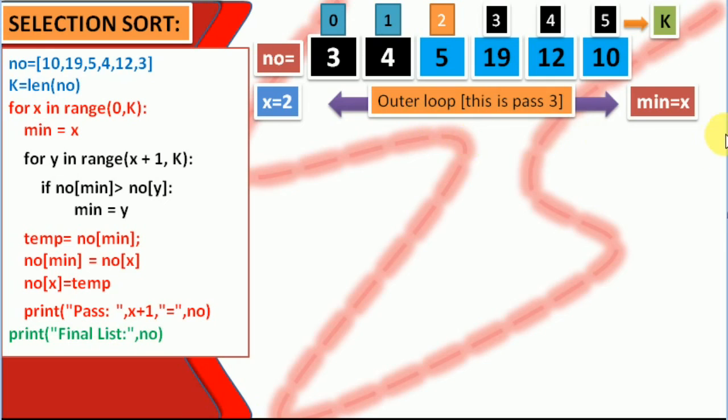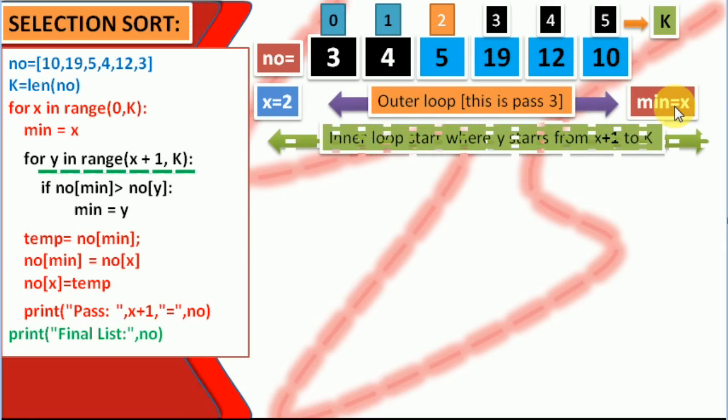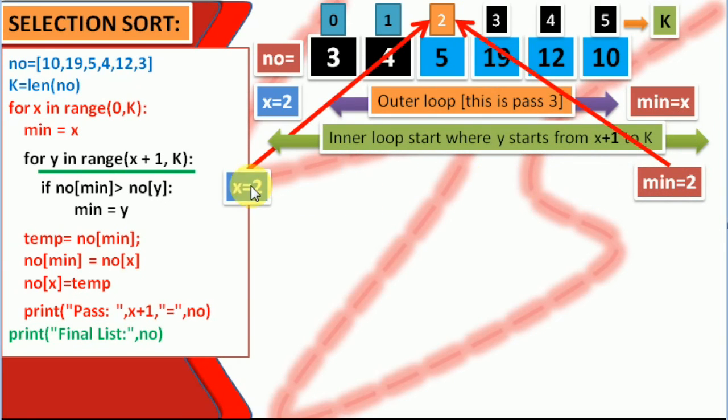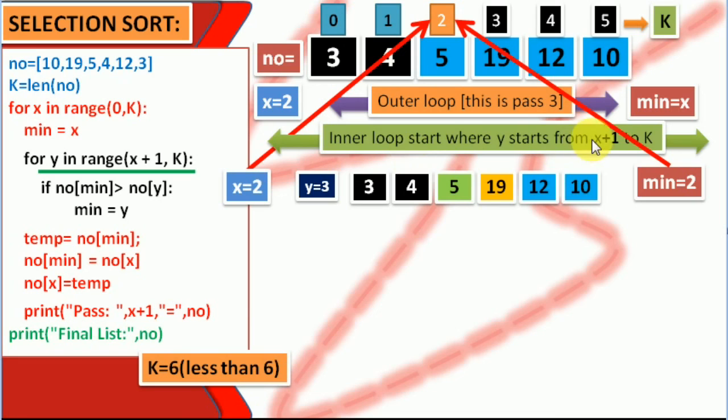Min is at 2. That means x is sitting at 2 and min sitting at 2. So where has y been sitting the first time? That is 3, x plus 1. So where is y? When this condition starts, min is at 2, that is 5, and y is at 19.